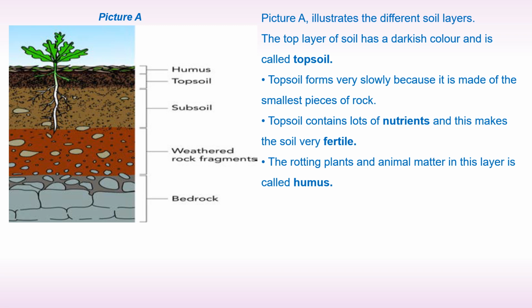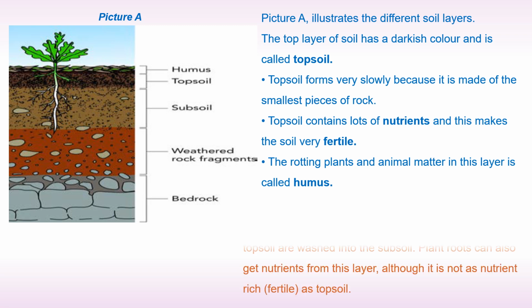Now, if we look at picture A, you can see that the darkish layer is topsoil. Topsoil forms very slowly because it is made up of the smallest pieces of rock, and that is normally a mixture of soil and sand. Topsoil contains lots of nutrients to make the soil fertile, and the rotting of the plants and animals on this layer is called humus. Okay, so now if they ask you why topsoil is important, these are the reasons why it is important.